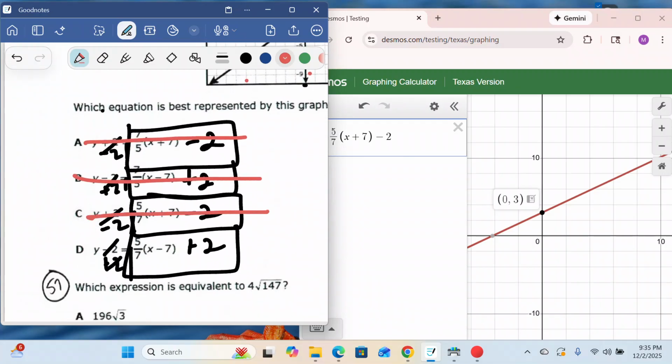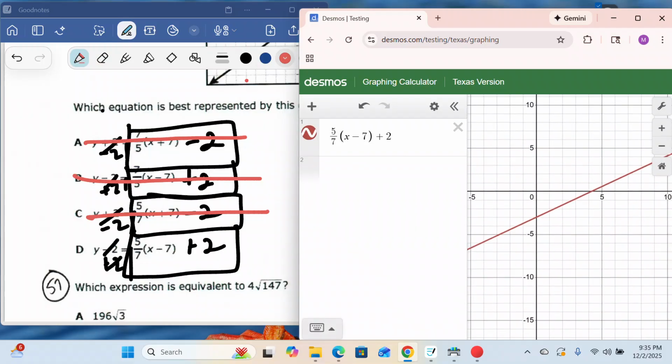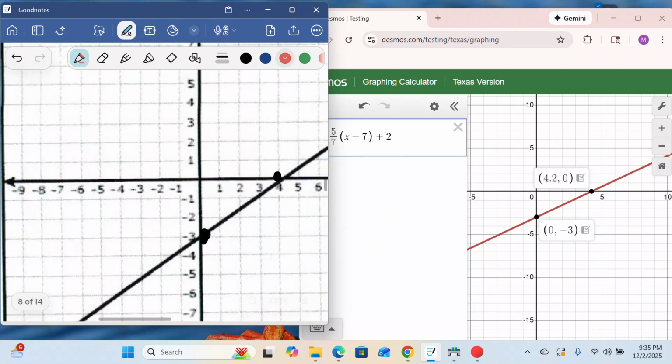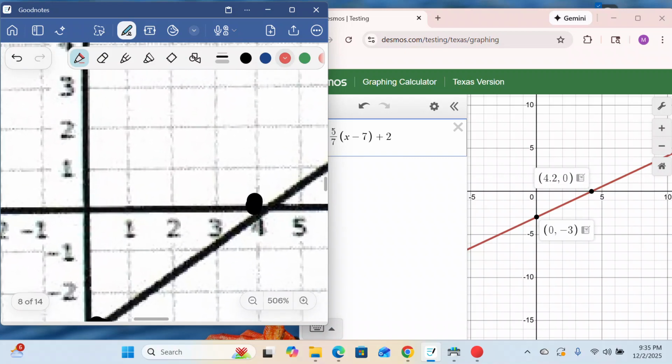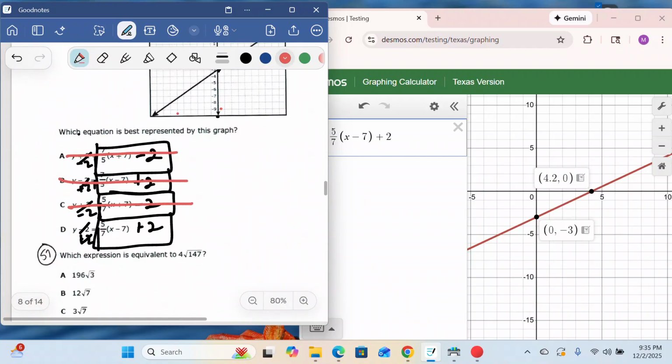Now the wrong one. And I'm going to try my last one, and it's going to be x minus 7 positive 2. And here we go. My y-intercept is negative 3, and my x-intercept is 4, which is correct. So the correct answer choice is letter D.